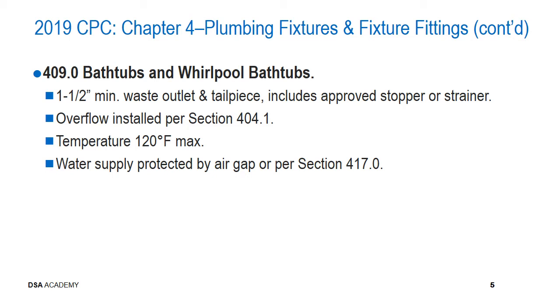An overflow has got to be installed, and again, that's required per Section 404.1. The maximum temperature of the tempered water coming into the tub is 120 degrees Fahrenheit max, and that's consistent throughout the code for any water that a person is going to use for personal hygiene purposes. 120 degrees Fahrenheit is the max hot water temperature.